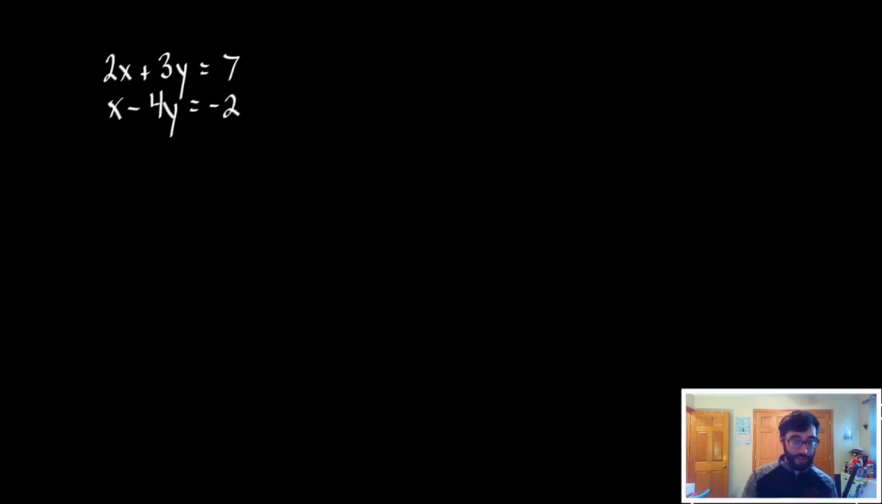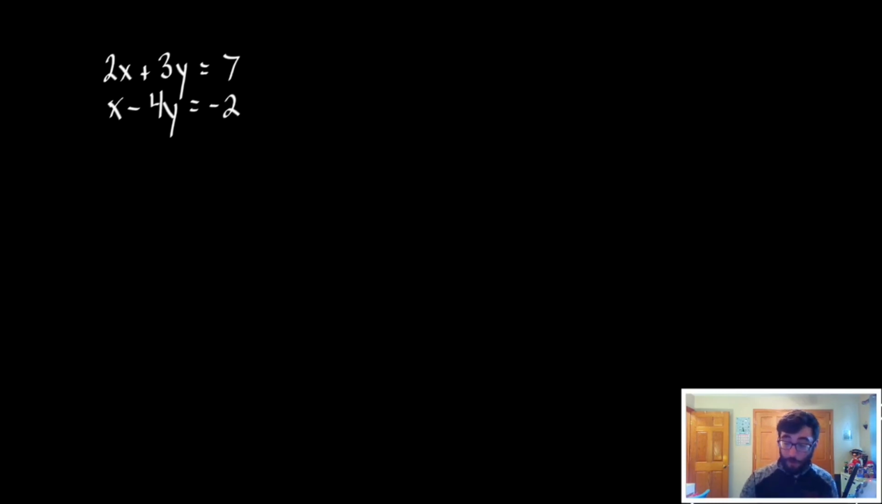We have a system here: 2x plus 3y is equal to 7 and x minus 4y is equal to -2. We're going to solve this system using a matrix equation and the multiplicative inverse of a matrix. The first thing we have to do is set up a matrix equation. Make sure you have your calculators ready because we will be using those.